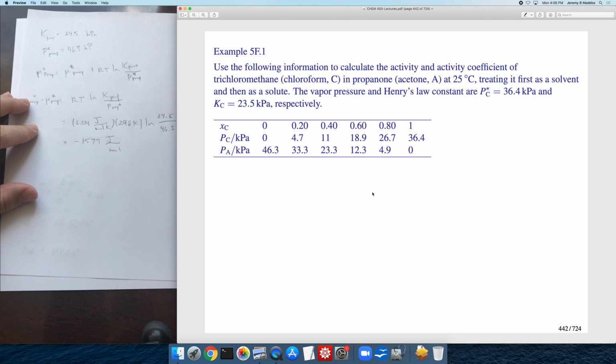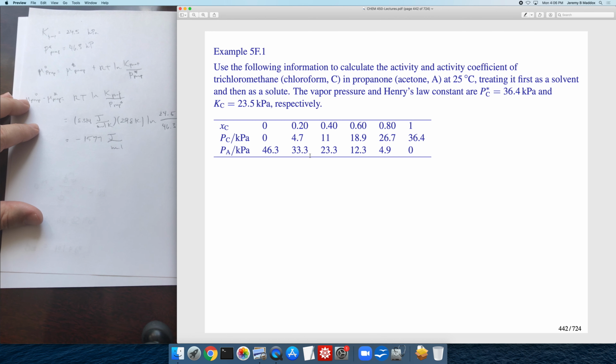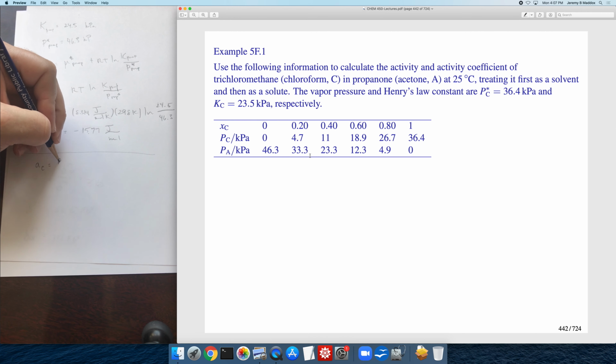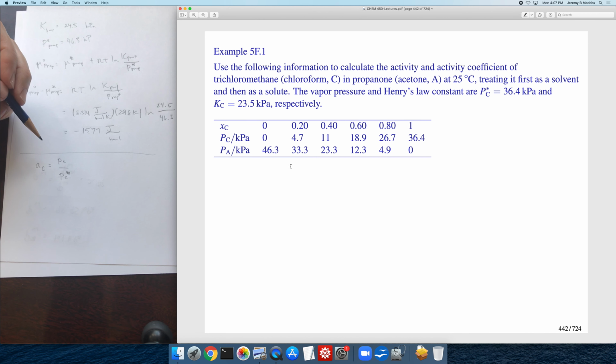And so what we have here below are the measured quantities. So someone has prepared solutions with these mole fraction concentrations for chloroform, and then the vapor pressure of chloroform and the vapor pressure of the acetone are measured. So in order to plot, for example, the activities, you would need to evaluate the activity of chloroform as the vapor pressure of chloroform divided by the vapor pressure of pure chloroform. So you would make, for example, a third row here, which would be the activity of chloroform, and you would take the observed vapor pressures for chloroform and divide them by this PC star. Okay, and so that would give you a third row, and then you could plot the activity as a function of the mole fraction.